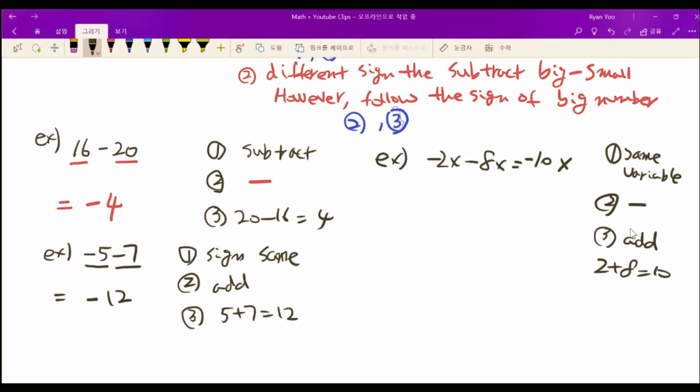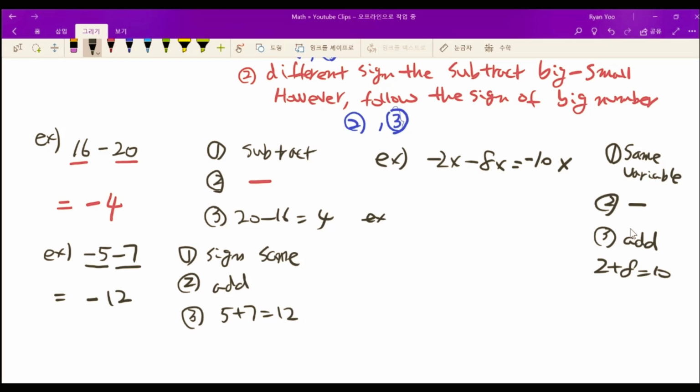Later you're going to do this without following 1, 2, 3. You're going to just remind yourself, okay, do they have the same sign? Do they have a different sign? If it's the same sign, keep the sign. If they have a different sign, subtract big minus small and follow the sign of the bigger number.